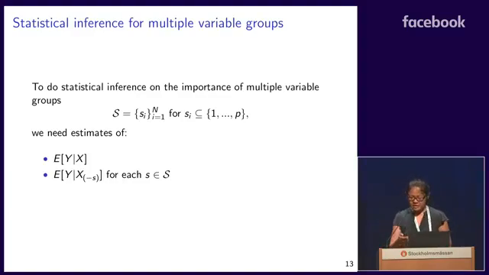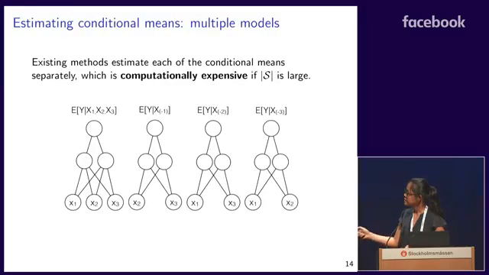So now we're going to talk about how we're going to actually do this for multiple variable groups. To do that, we would obviously need the reduced conditional mean estimates for every one of these variable groups. We're going to denote our multiple variable groups with curly s. The most straightforward thing to do is to estimate each of these conditional means separately. So if we were going to fit neural networks, we would fit a separate one for each of these conditional means. But you can obviously tell that this is very computationally expensive if we're interested in many variable groups. And this is the approach taken currently in the non-parametric variable importance literature.